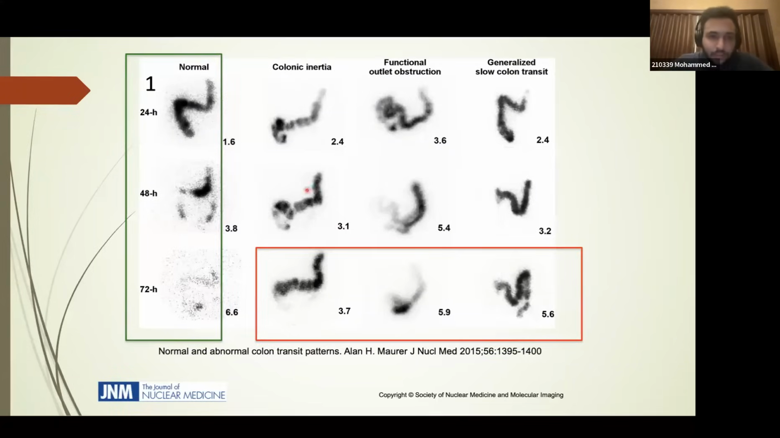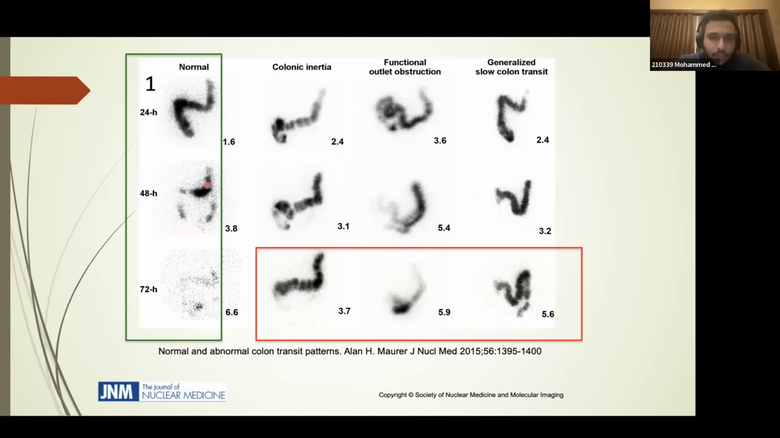I'm going to explain now the normal. Here, this is the normal. This is going to be the cecum. This is the ascending colon. This is going to be the hepatic flexure, transverse colon. Splenic flexure will be here. This is the descending colon. Here is going to be the sigmoid colon, and then rectum, and then the anus down there.